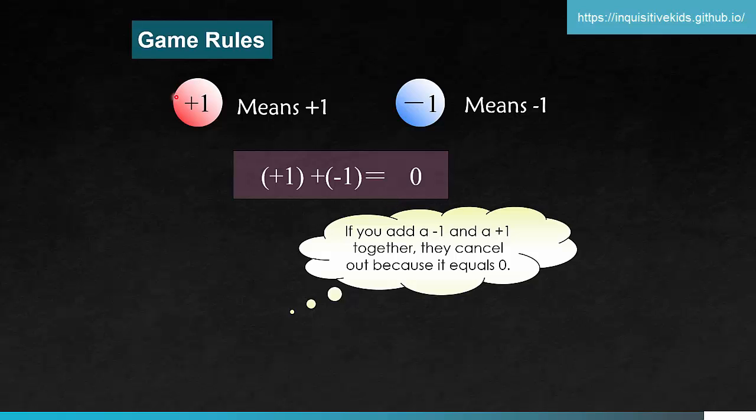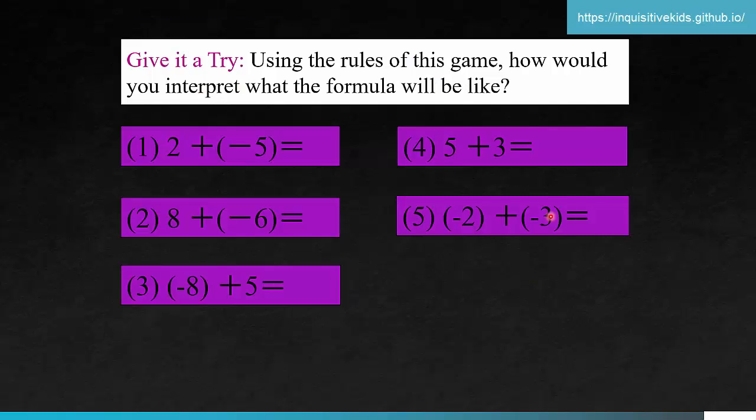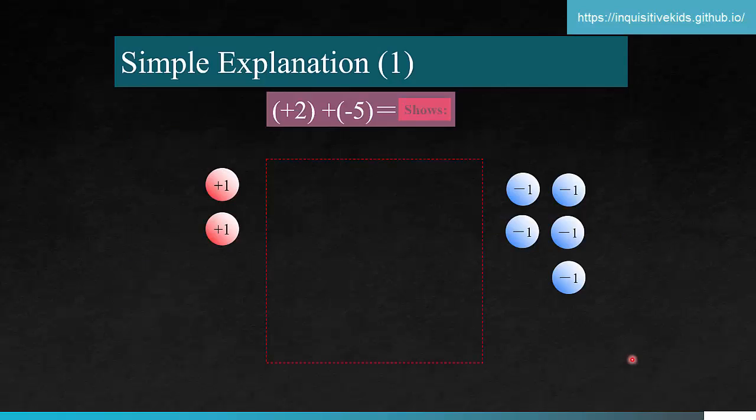Here we have a game. There's a circle that has positive 1 in it. It means add 1. And if you have this sign, it means negative 1. And note that positive 1 plus negative 1 is equal to 0. Using the rules of the game, try to represent these 5 problems below. Here we have 2 plus negative 5.